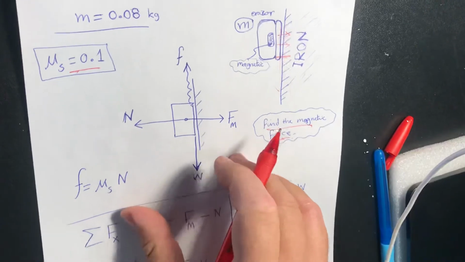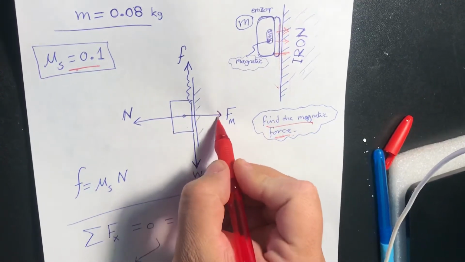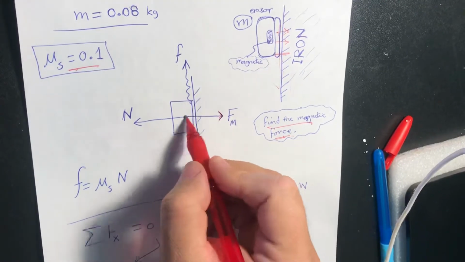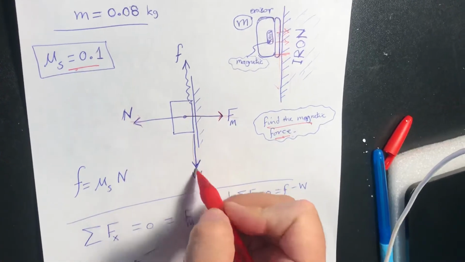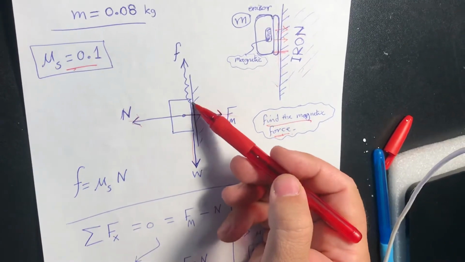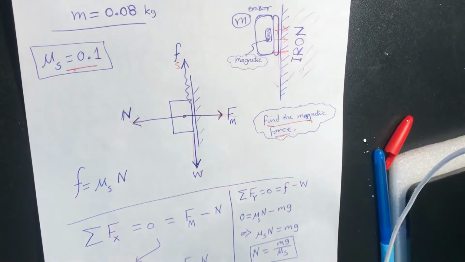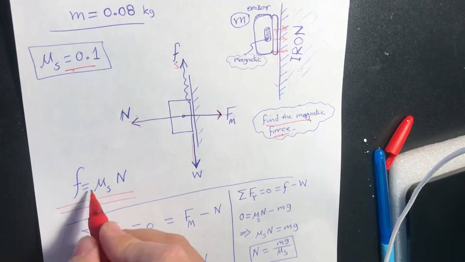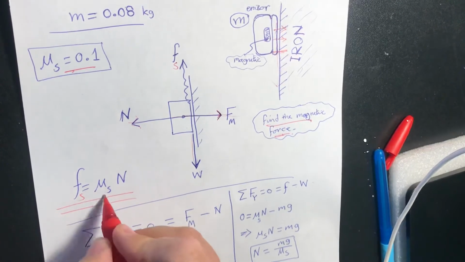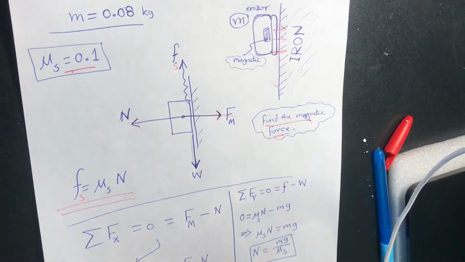Now let us look at the free body diagram. We have the magnetic force to the right inside the board, and we have the normal force, we have the weight downward, and we have the friction force now upward, and this friction force is static friction force. And the maximum static friction force is equal to mu s multiplied by the normal force acting on that object.